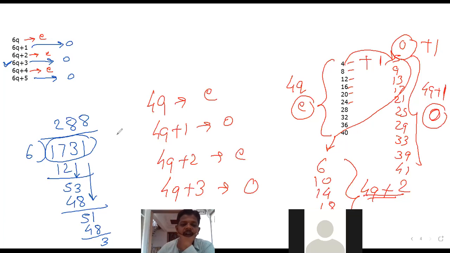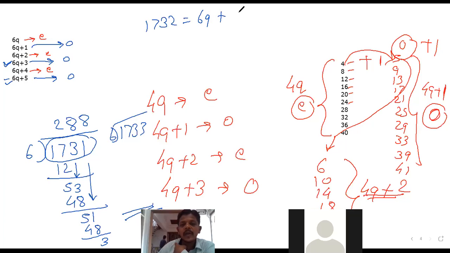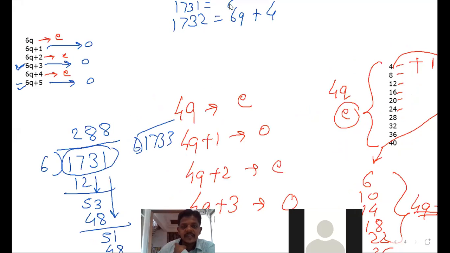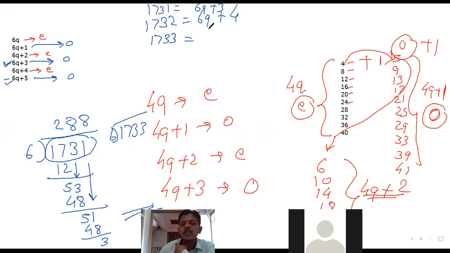Yes. Now if I divide 1733, the next odd number, by 6, what will be the form? What will be the remainder? 6q plus 5. After 1731, 1733. What form will the odd numbers come in? 6q plus 3 or 6q plus 5. And the number in between, that is 1732, what will it be? 6q plus 4. 1731 was 6q plus 3. 1733 is going to be 6q plus 5. Yes or no?